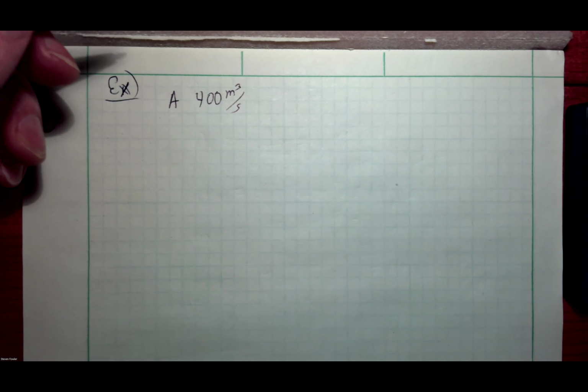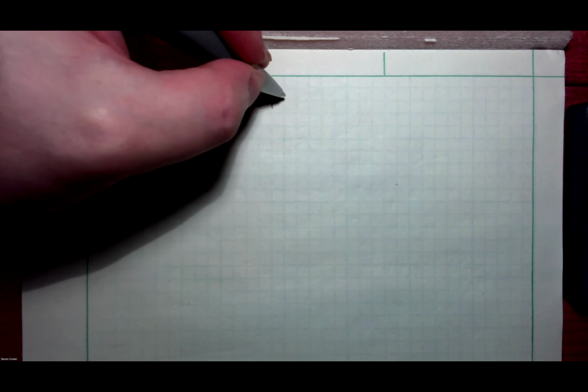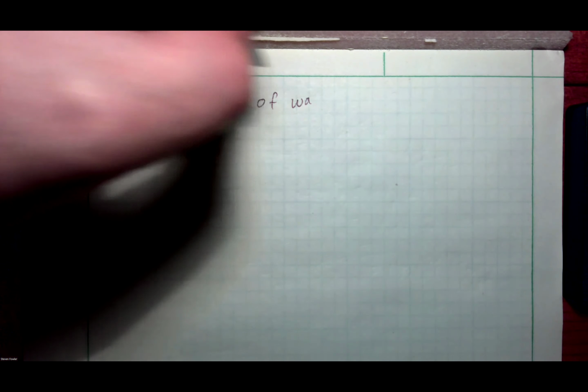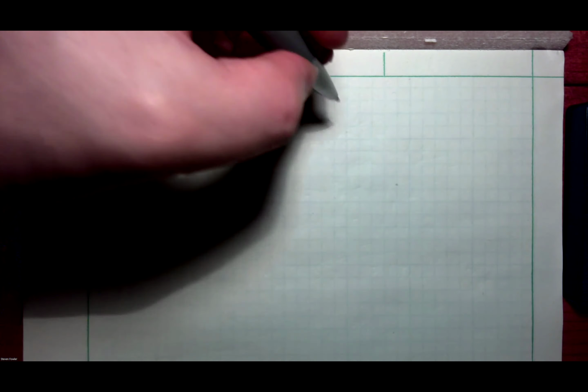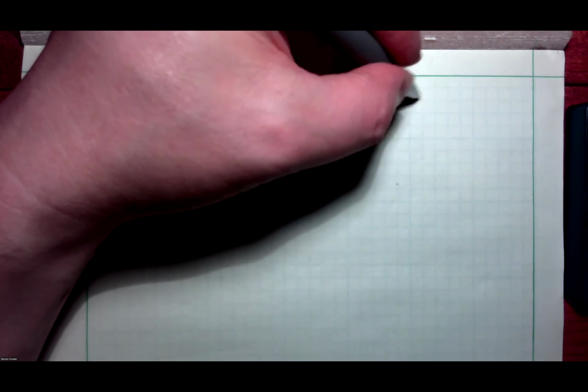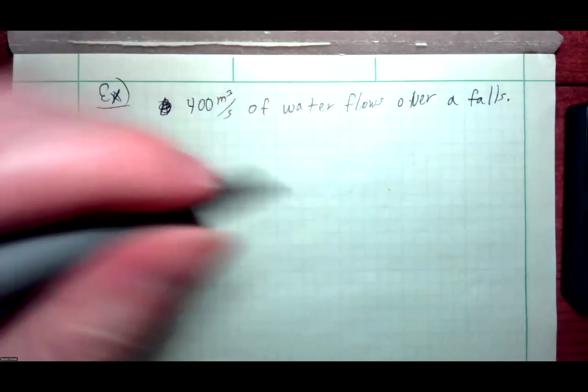We have 400 cubic meters per second of water flows over a falls, over waterfalls. It's probably not the right way to say that, but that's what I've got written down.